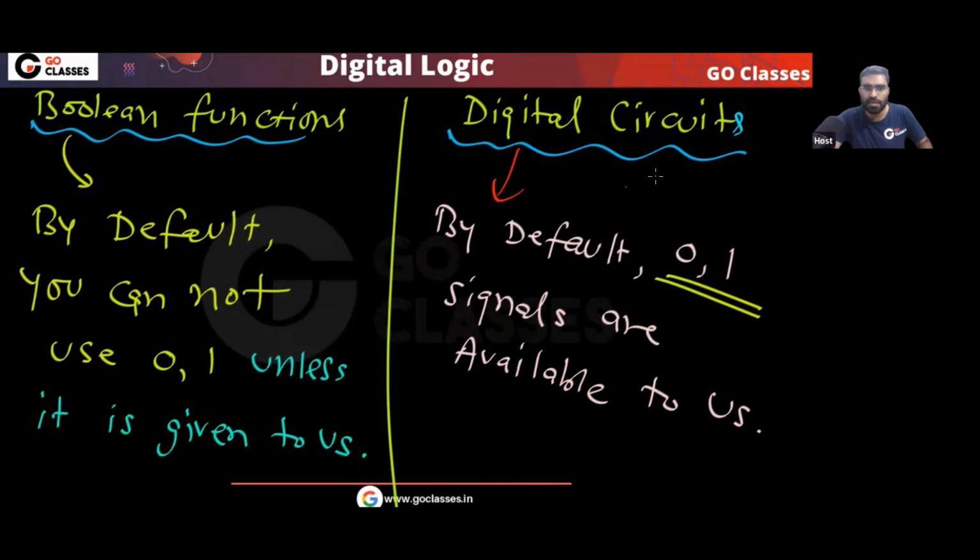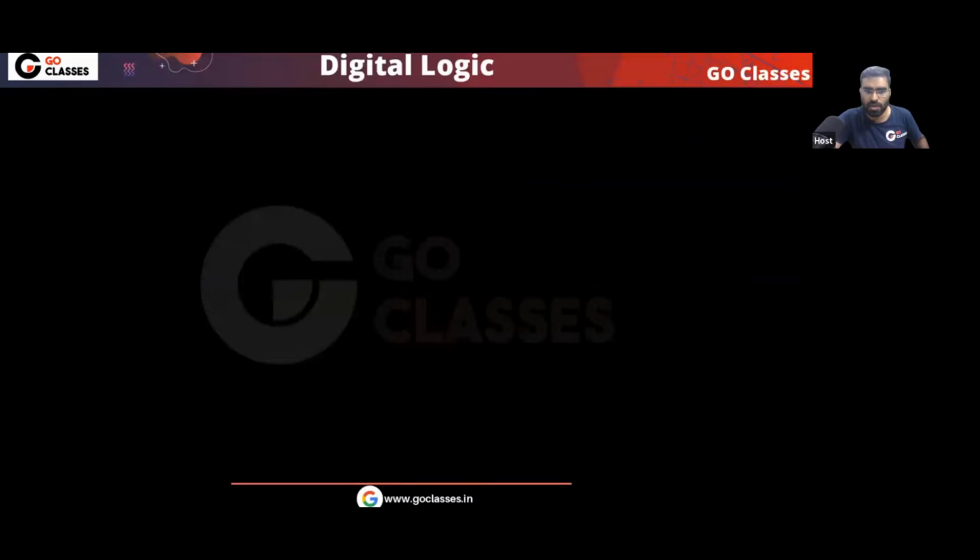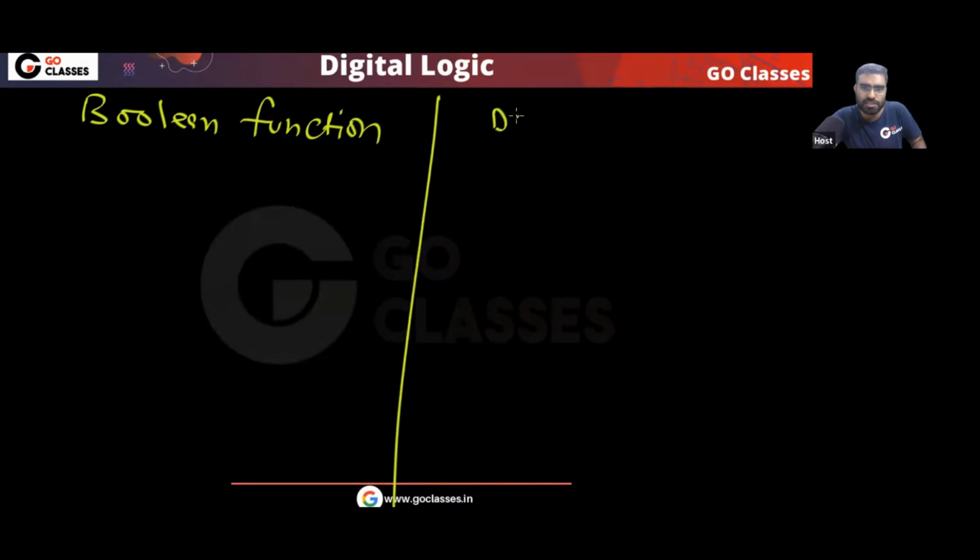See, I'm saying in the digital circuits, these signals are by default available to us. But in the Boolean functions, these signals are not available to us. Okay, let me give you an example so that you can understand. On one side, I'm giving you Boolean function. On one side, I'm giving you digital circuit.